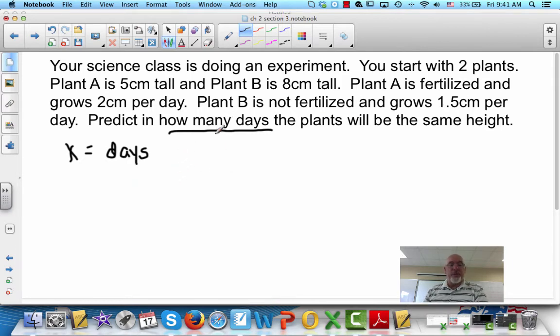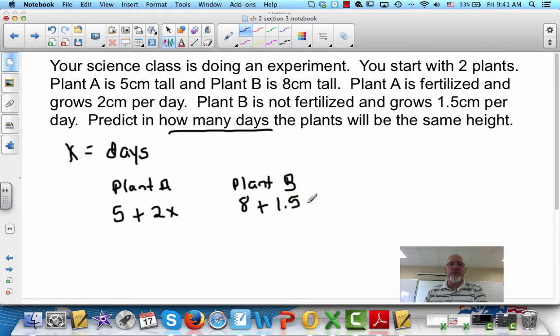Okay, we want to know when they're going to be the same height. So the first one, plant A, is 5 centimeters tall, and it grows 2 centimeters per day. Plant B is 8 centimeters tall and is going to grow 1.5 centimeters per day. And it wants to know when they will be the same height.